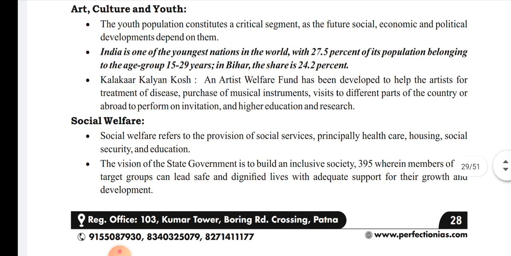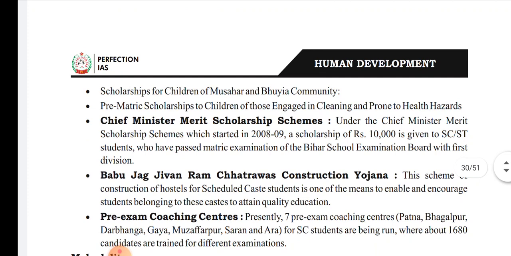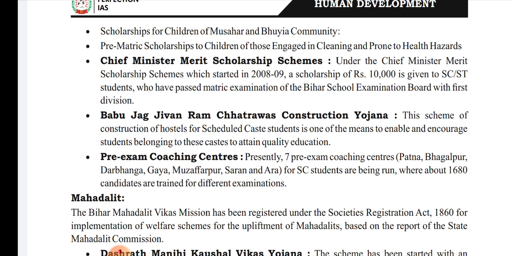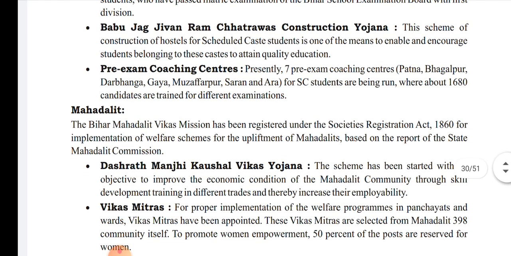Then we have social welfare schemes, and under them the government has the Chief Minister Merit Scholarship Scheme, under which a scholarship started in 2008-09 of 10,000 is given to scheduled caste and scheduled tribe students who have passed their 10th examination of the Bihar board with first division. Then we have the Babu Jagjivan Ram Chhatravas Nirman Yojana, and then pre-examination coaching centers. These are very important areas which you just need to go through.